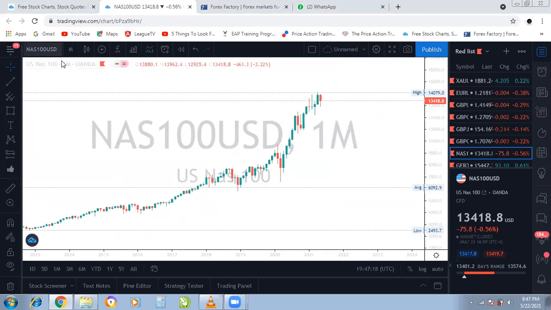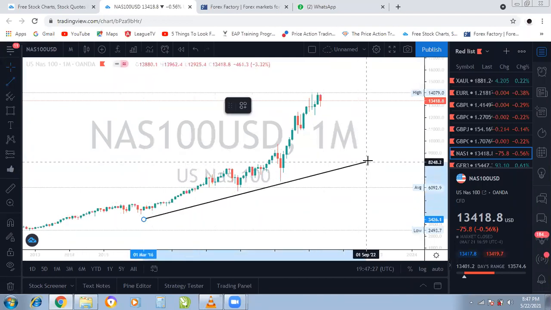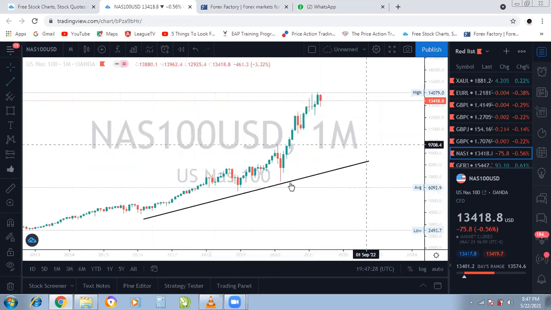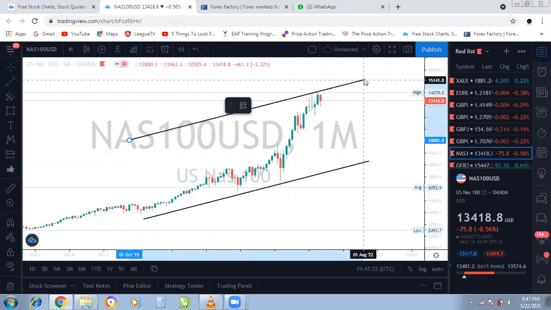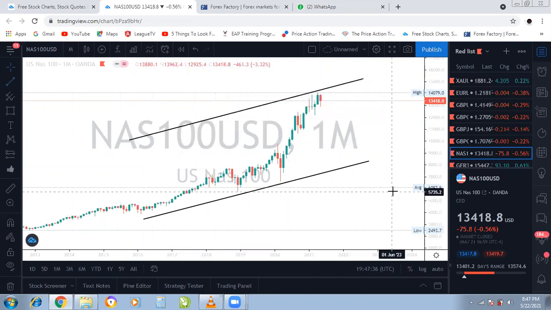Now, looking at it from my monthly time frame, I see that this is a clear uptrend movement. For every support level, we must have a resistance level as well. You see now that price is currently at the highest point so far on our monthly time frame. So what we need to do now is mark some important key levels on our monthly time frame.